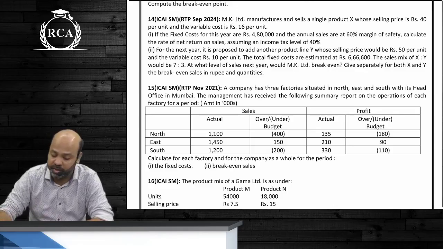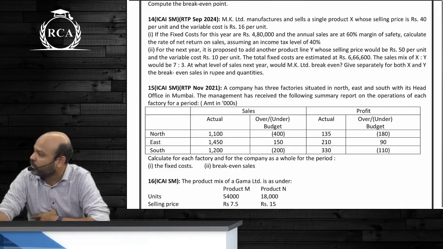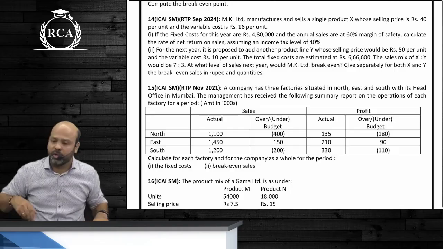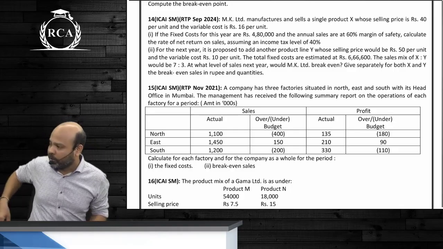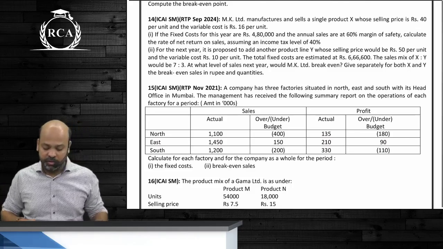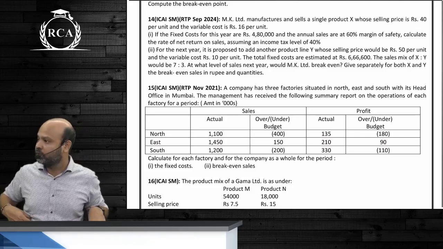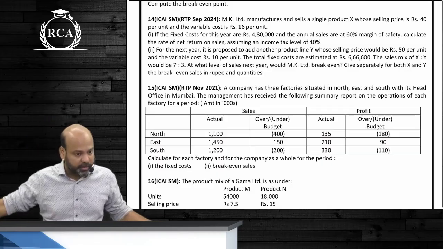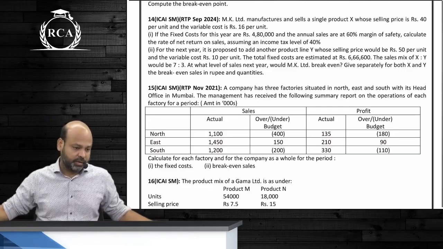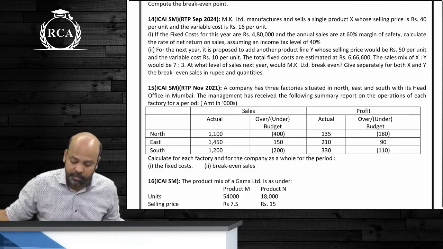Rishikesh, type in the first bit. You know selling price per unit, you know variable cost per unit, but you can compute contribution per unit. Once you get that, you can compute break-even sales. At present, we are operating at 60% margin of safety. 40% of the sales are break-even sales.